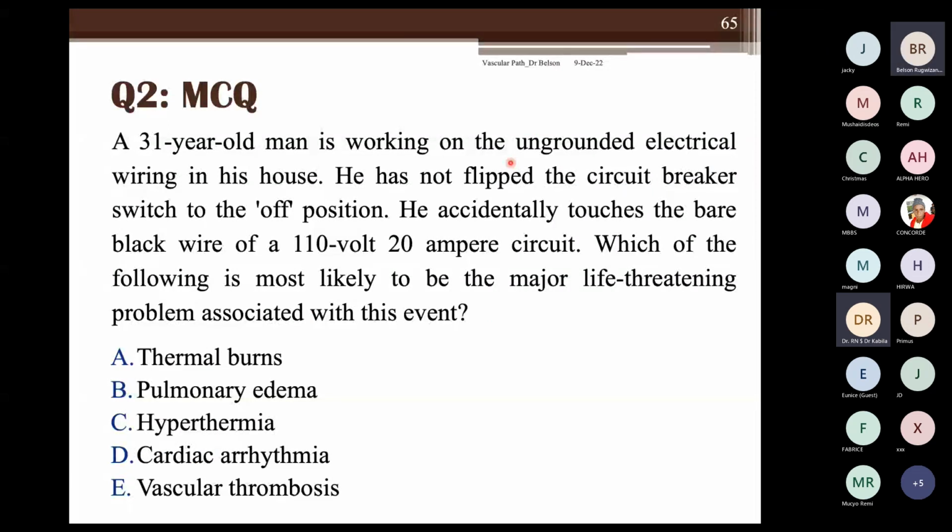So a 1-year-old man is working on the ungrounded electrical wiring in his house. He has not flipped the circuit breaker switch to the off position. So urumva ko yafashwe n'umuriro. He accidentally touches the bare black wire of a 110 volt 20 ampere circuit. Which of the following is most likely to be the major life-threatening problem associated with this event?